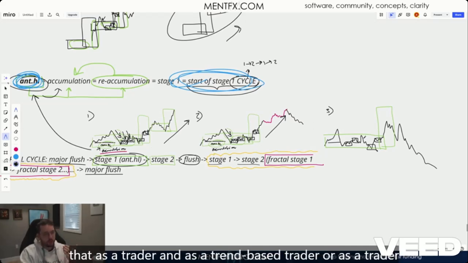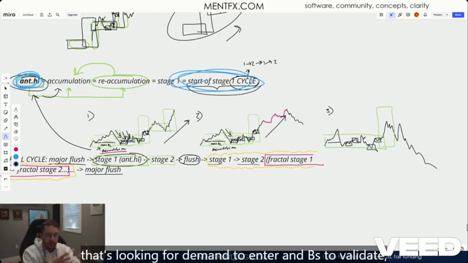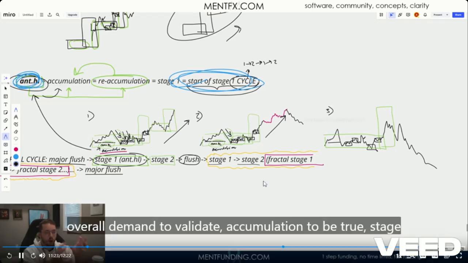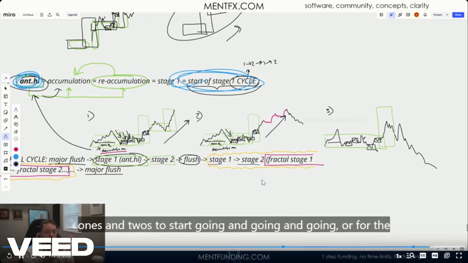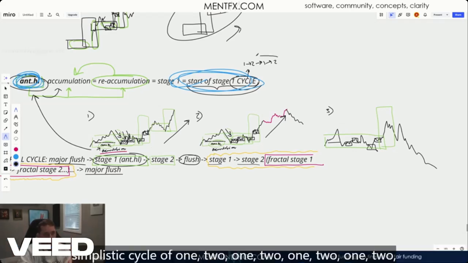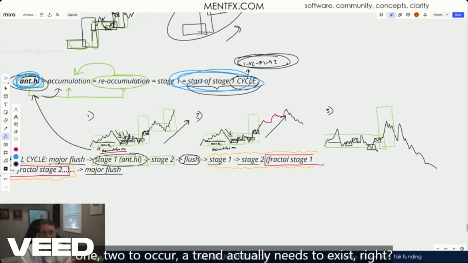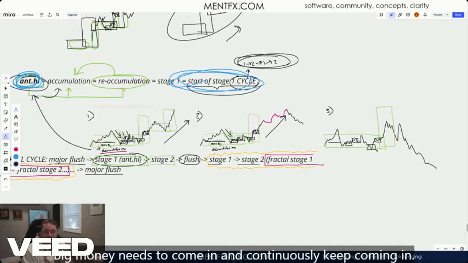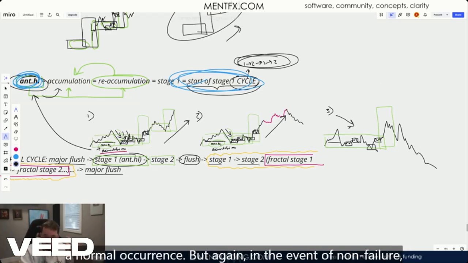Because again, you need to remember that as a trader and as a trend-based trader, or as a trader that's looking for demand to enter, MBs to validate, overall demand to validate, accumulation to be true, stage ones and twos to start going and going and going, or for the simplistic cycle of 1, 2, 1, 2, 1, 2, 1, 2, 1, 2 to occur, a trend actually needs to exist, right? Big money needs to come in and continuously keep coming in. But the reality of most markets is that money might not keep coming in, and as a result, you get basic failure, which is a normal occurrence.